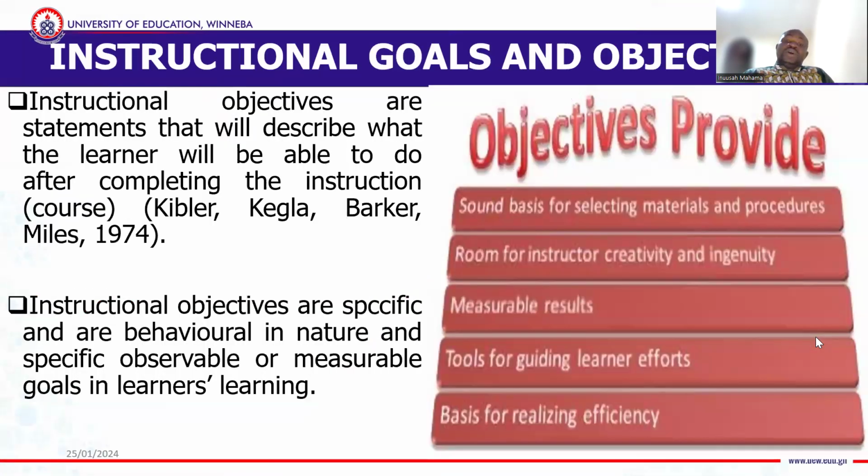Furthermore, instructional objectives are statements that help us to describe what is to be learned by a learner and how the learner is able to learn it after completing the instruction or the course. This view is coming from Kebler et al., 1974. So instructional objectives are specific and they are behavioral in nature. It means the individual must show a conduct, must exhibit a particular trait or behavior, or show something to indicate that he or she has learned. And that makes instructional objectives specific.